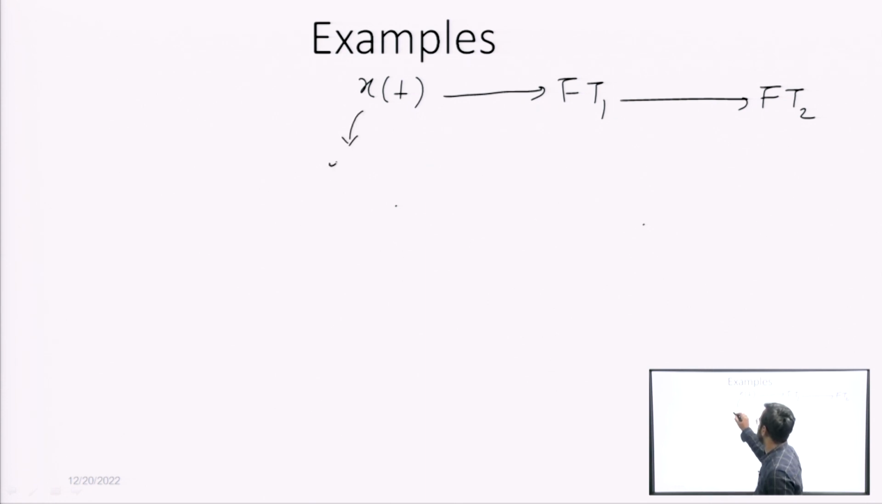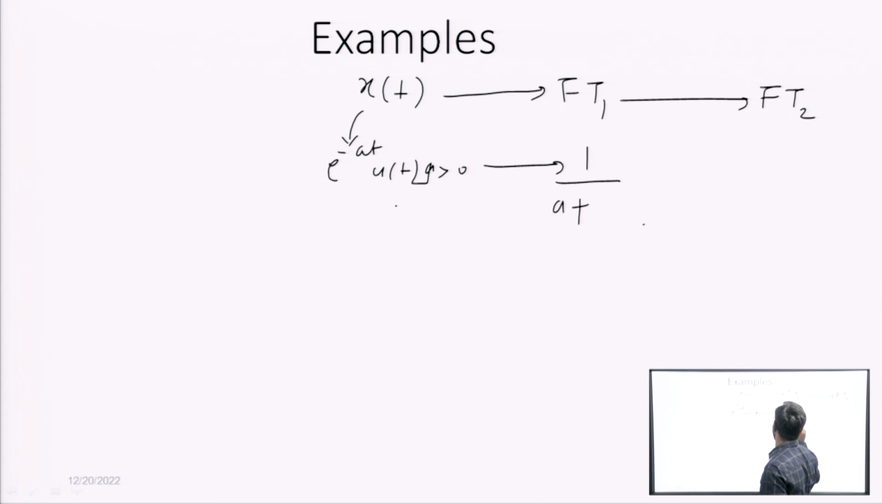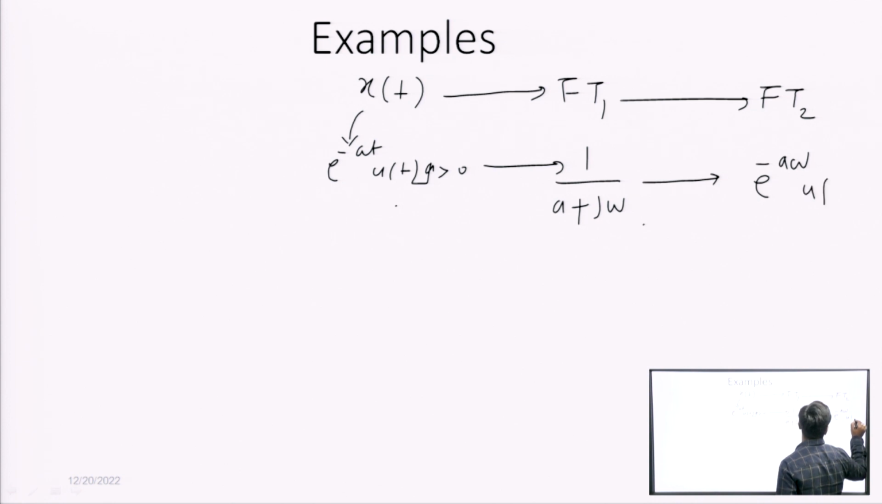Suppose, for example, there is e to power minus a t u t, a greater than 0. Here we do the Fourier transform, and we will get 1 upon a plus j omega. Again someone asks you to find the Fourier transform of this. Just now we have solved this function, and what we have got is e to power minus a omega u minus omega. So, here also we can use the property of duality to solve problems like this, where we are required to find the Fourier transform twice. Remember the property of duality, it is a very useful tool, you can use it in multiple ways.